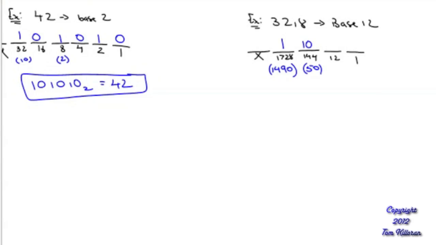When the numbers get small enough, don't use your calculator anymore. 12 goes into 50 4 times. 4 times 12 is 48, that leaves you a remainder of 2. Now, how do I write this number so that it is equal to 3,218? 1, A for 10, 4, 2, base 12.